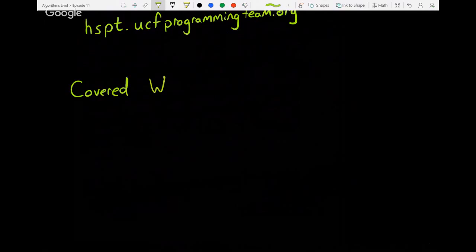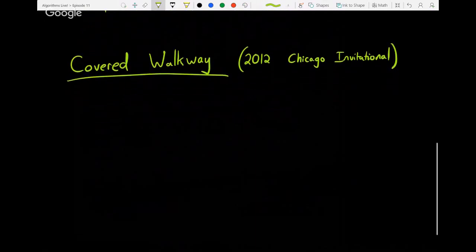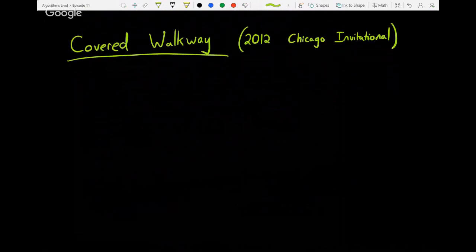I believe this problem was written by Brian Dean, who's the USACO director. And this problem I'm fairly familiar with because it was in the 2012 Chicago Invitational. And it's a contest I competed in. And this is the precursor to NAIPC. So fairly familiar with this problem, mainly because we didn't solve it in contest.